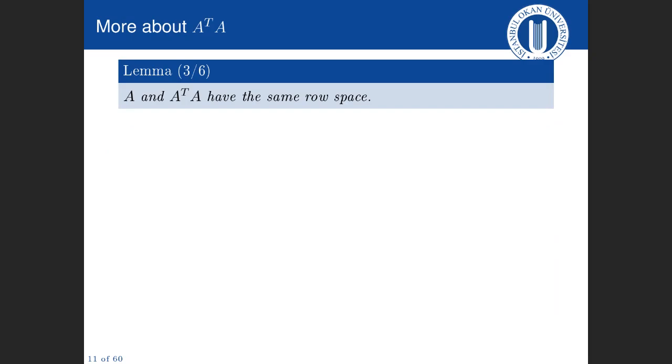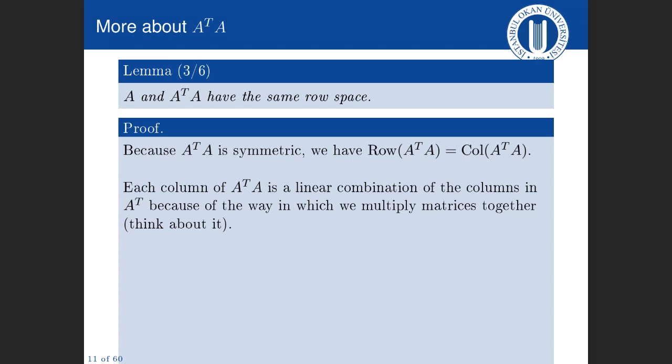A and A transpose A have the same row space. A transpose A is symmetric. That means its row space is the same as its column space, because its rows are the same as its columns. I'm saying each column of A transpose A is a linear combination of the columns in A transpose. Think about the way we multiply matrices together. Any time we multiply two matrices together, each column in the new matrix is a linear combination of the columns in the left matrix. So every column of A transpose A must be in the column space of A transpose.